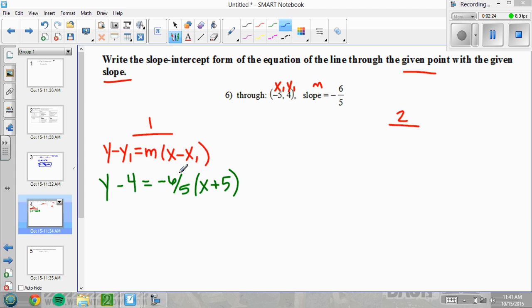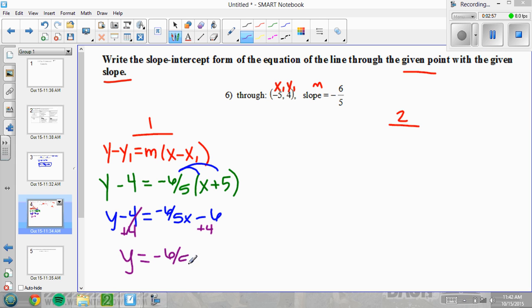Then we're at the step where we just simplify. We distribute first. So y minus 4 equals negative 6/5 x, and negative 6/5 times 5, which you can check on your calculator if you need to, gives negative 6. Now our last step is to get y by itself, so we add 4 to both sides. So y equals negative 6/5 x minus 2. We have it in slope-intercept form, just like they asked in the directions. So that's if you wanted to use point-slope form.